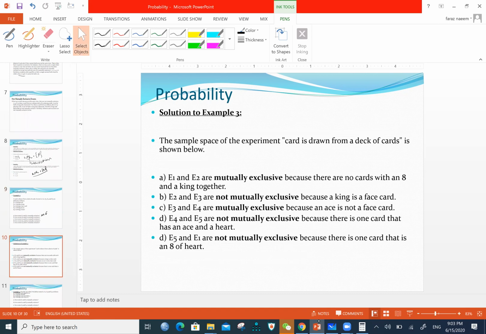So here is the answer. E1 and E2 are mutually exclusive because there are no cards with an 8 and a king together. E2 and E3 are not mutually exclusive because a king is a face card as well. E3 and E4 are mutually exclusive because an ace is not a face card. E4 and E5 are not mutually exclusive because there is one card that is an ace and a heart. Similarly, E5 and E1 are not mutually exclusive because there is one card that is an 8 of hearts. Is that clear?